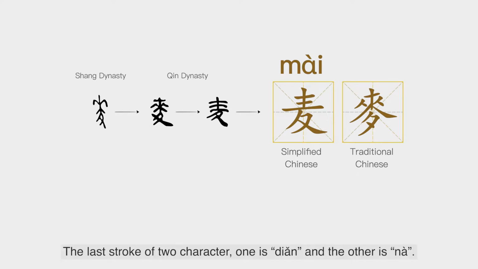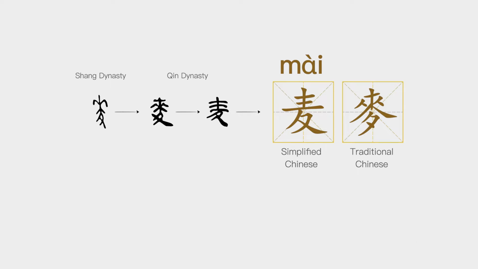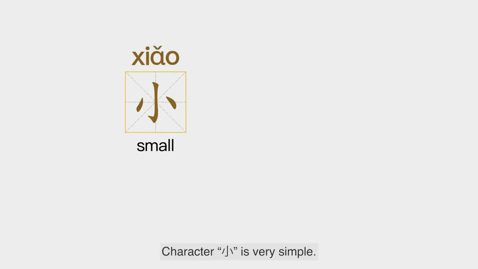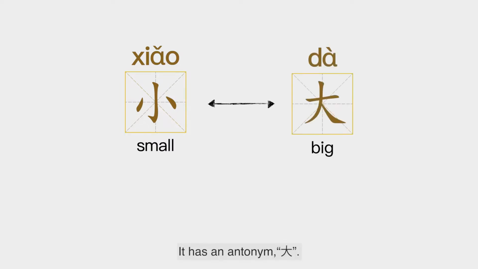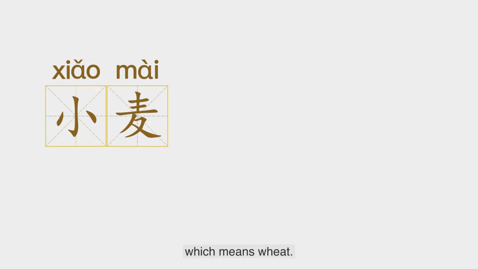The last stroke of two characters, one is dian and the other is na. The character xiao is very simple. It means small. It has an antonym, da. It means big. The combination of xiao and mai is the word xiao mai, which means wheat. Xiao mai. Xiao mai.